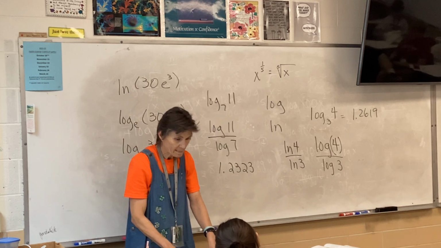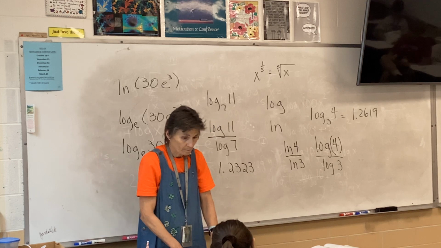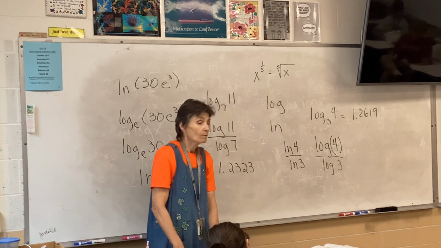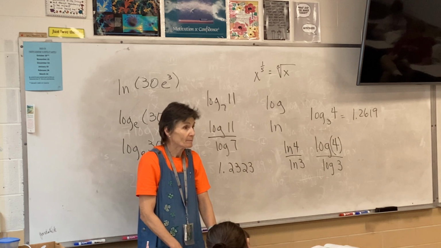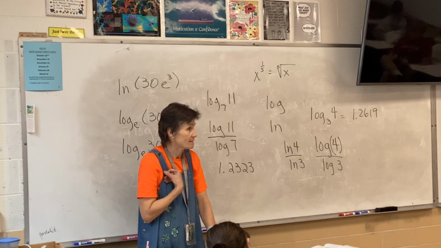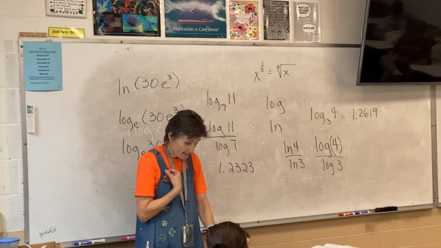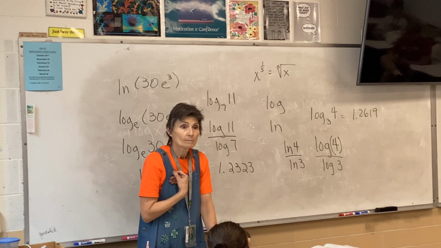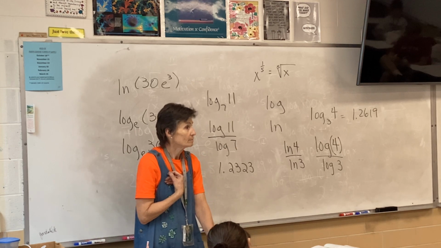All right, what'd you get for C? Negative 2.7119. I was taking attendance, so I didn't type it in. Is that good with everybody? Yes. And how about D? 0.3263?